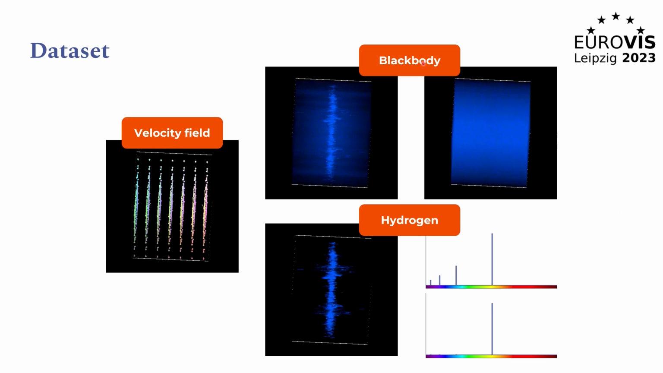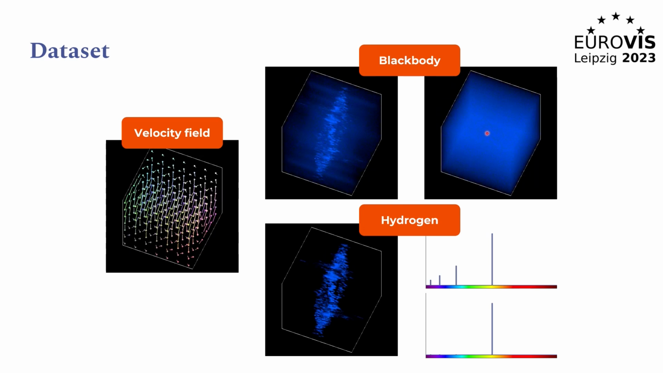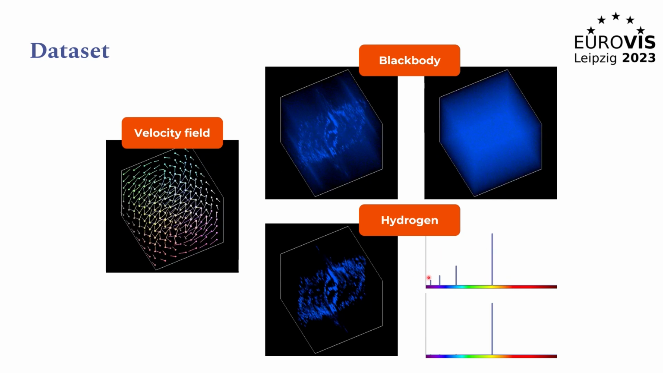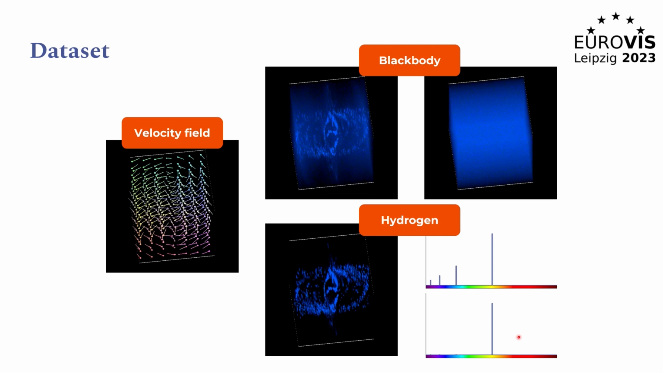For the black body, for example, we have its density and the temperature. And for the different materials such as hydrogen, we have the hydrogen density in addition to the hydrogen emission and absorption lines, and of course, the underlying velocity field.